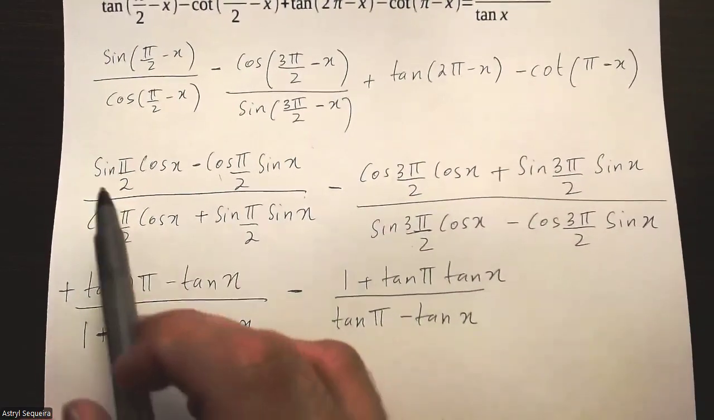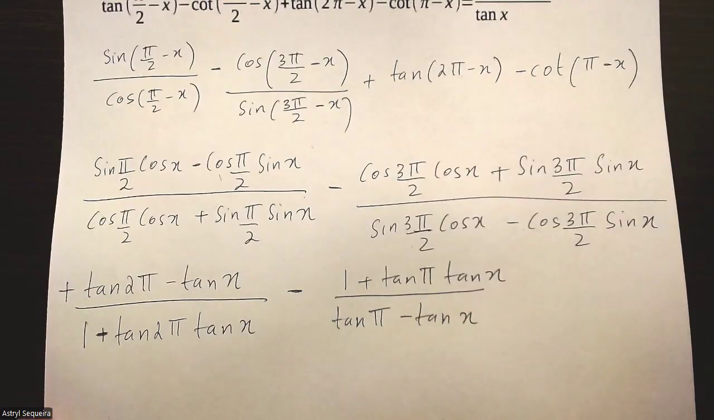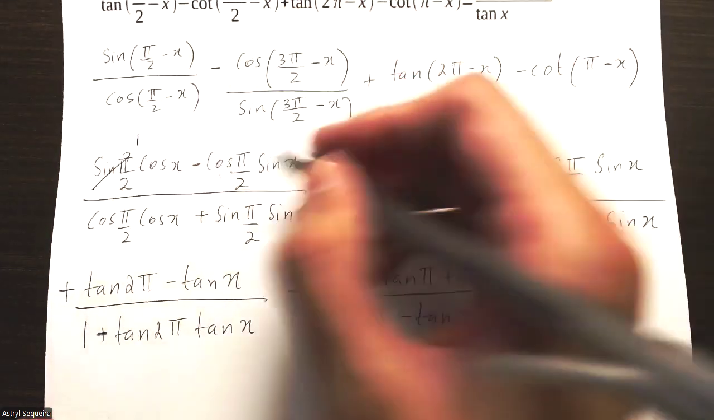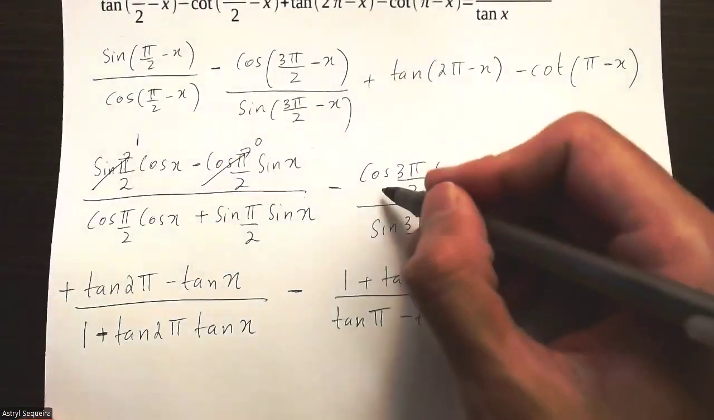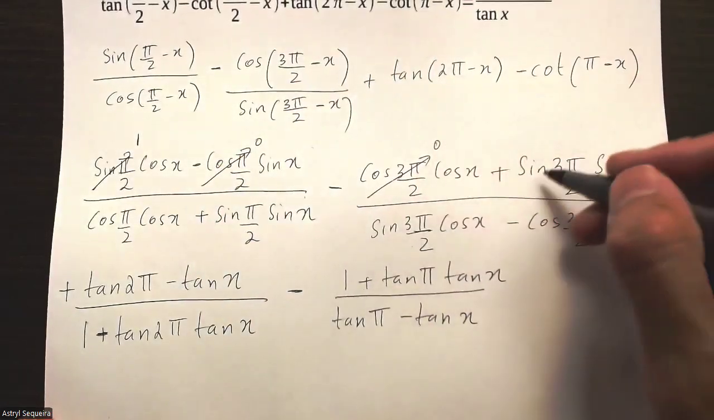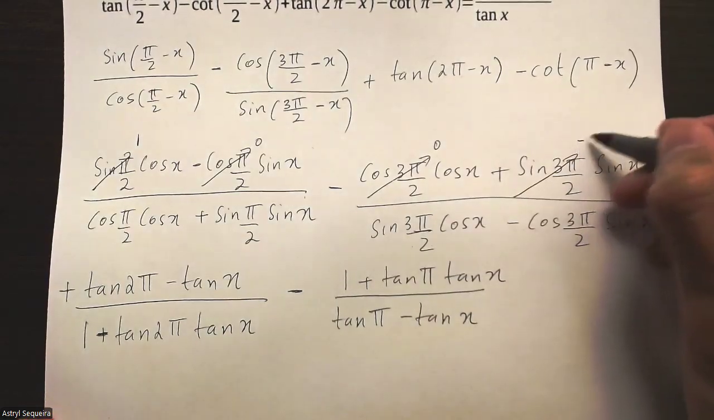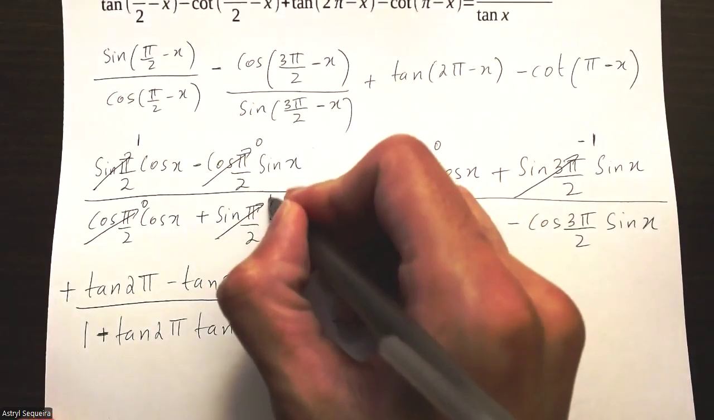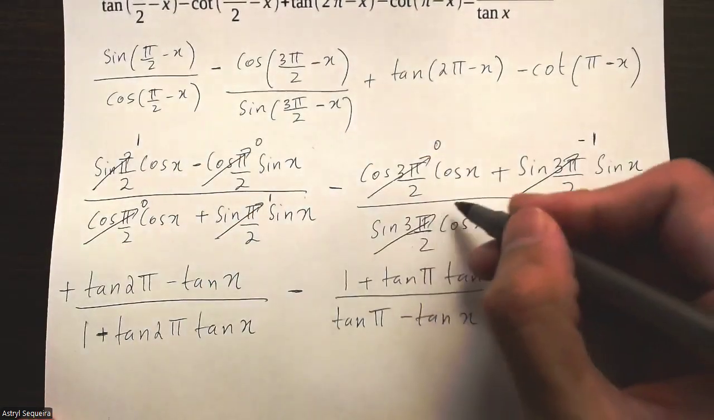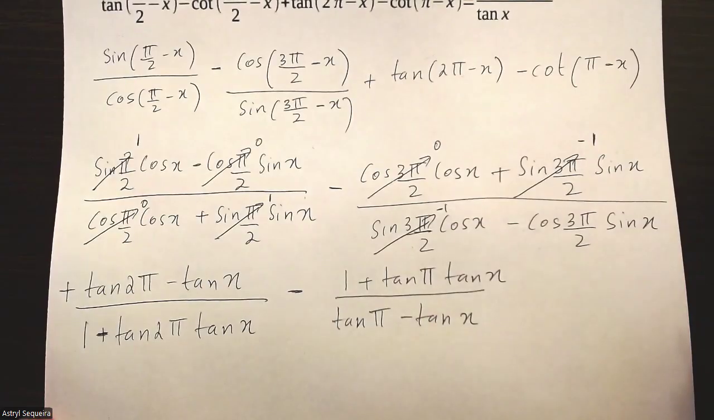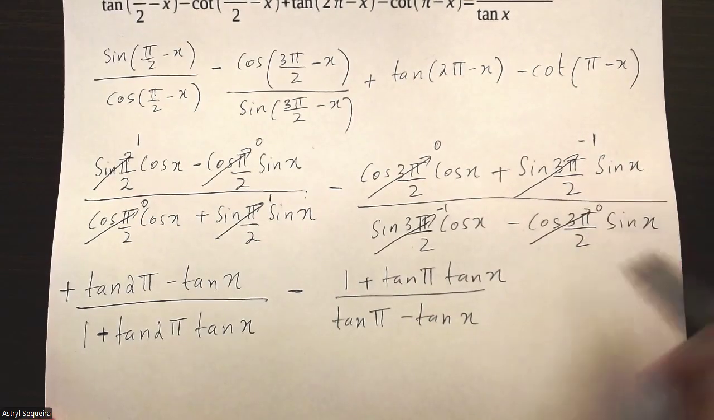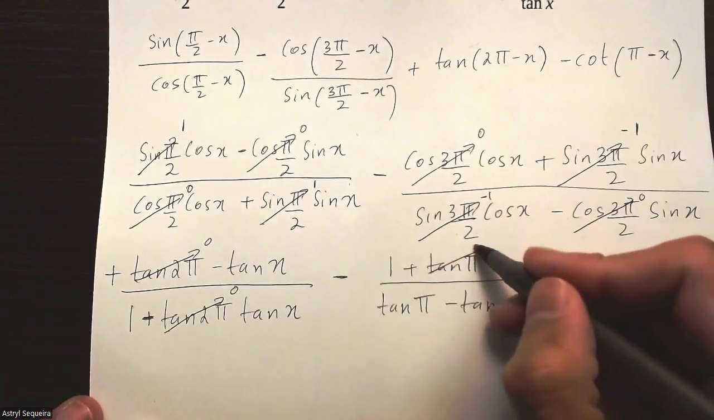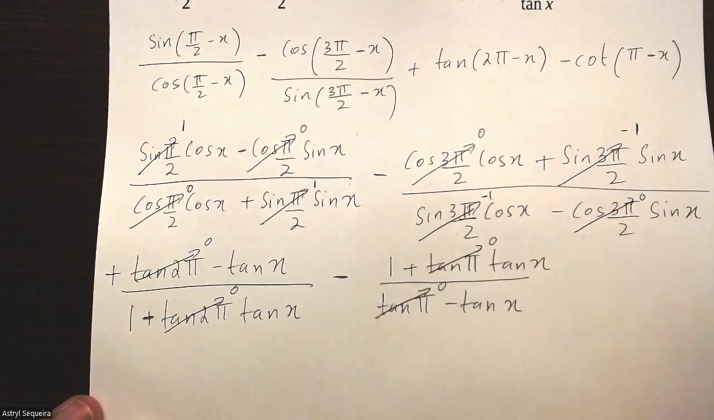Next, we are going to just calculate all of the exact values. I know sine pi over 2 is just 1, cos pi over 2 is 0, cos 3 pi over 2 is 0, sine 3 pi over 2 is negative 1, 0, 1, negative 1, 0. Tan 2 pi is 0. Tan pi is also 0.